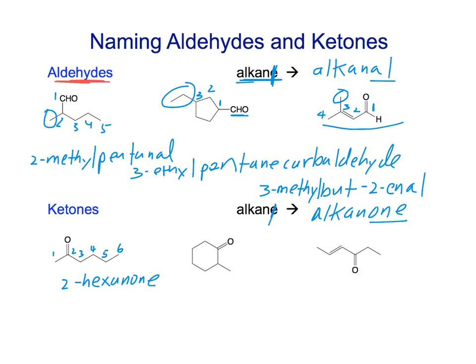If it's in a ring, we don't have to do anything fancy. We just use the same ending. This is cyclohexane, so cyclohexanone. Because that would take number 1, we don't have to give it a number, but we number this to give the substituent the lowest number, so 2-methylcyclohexanone.